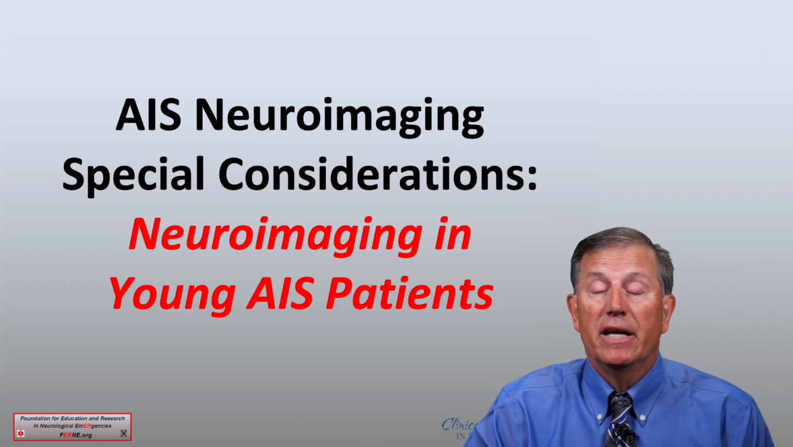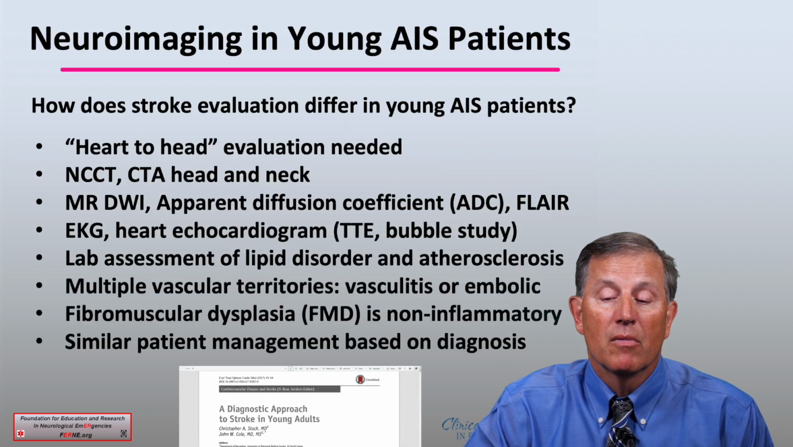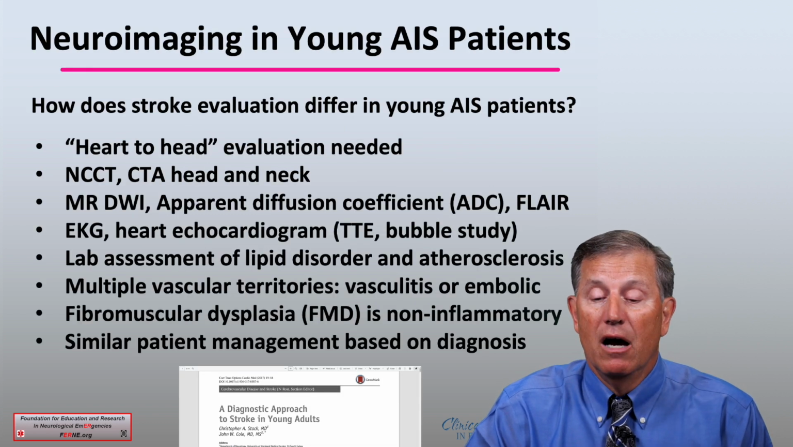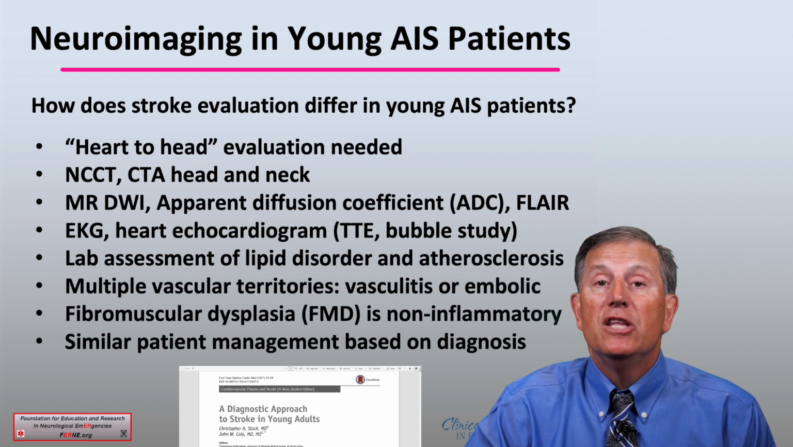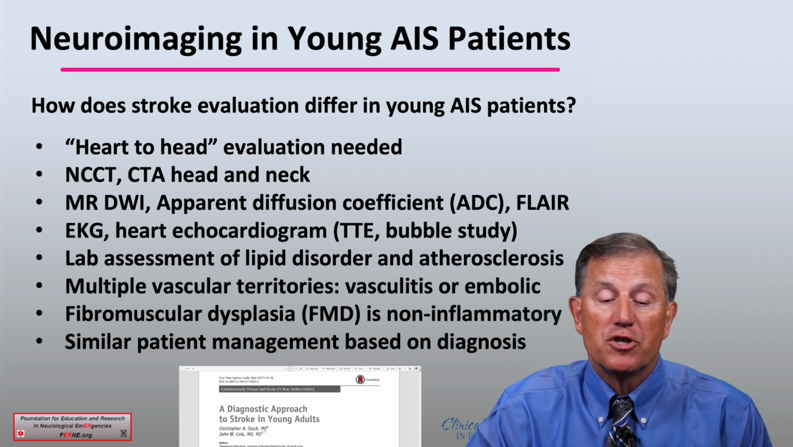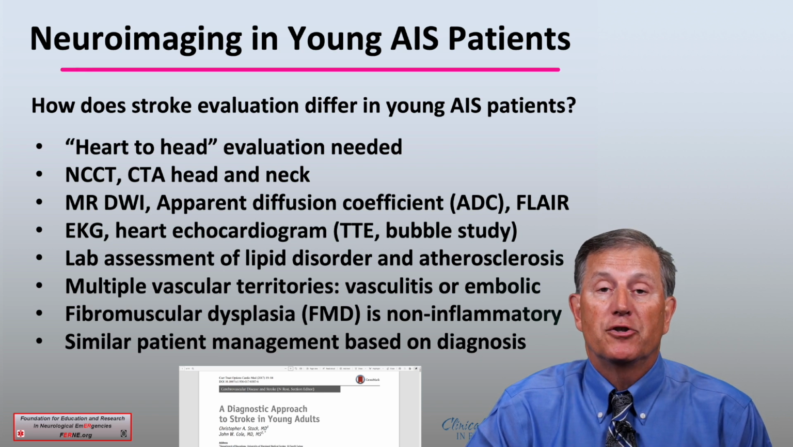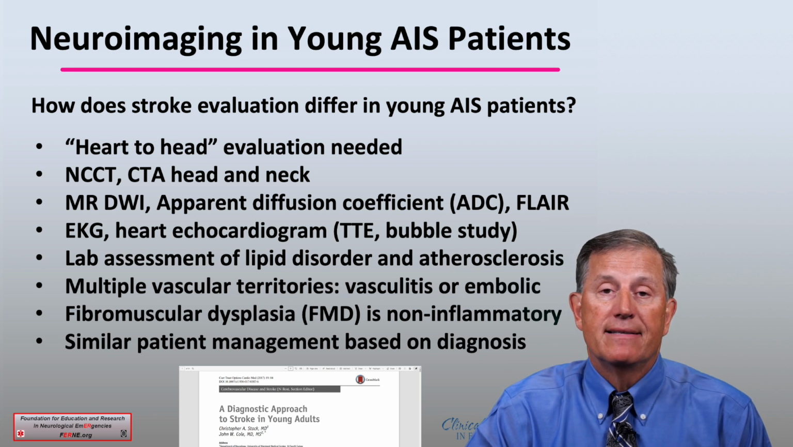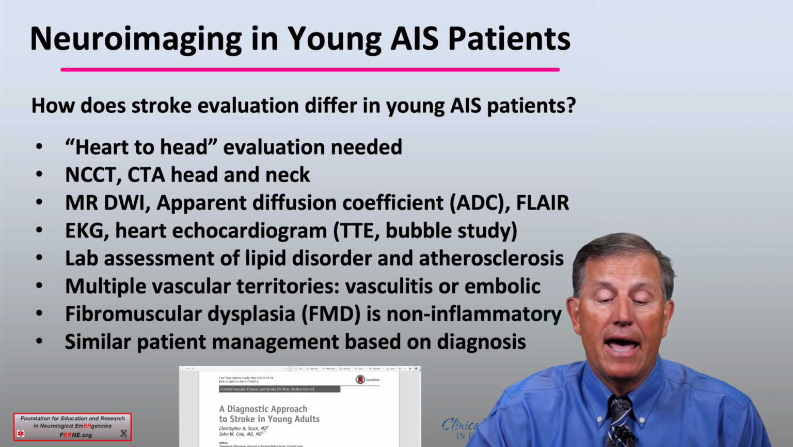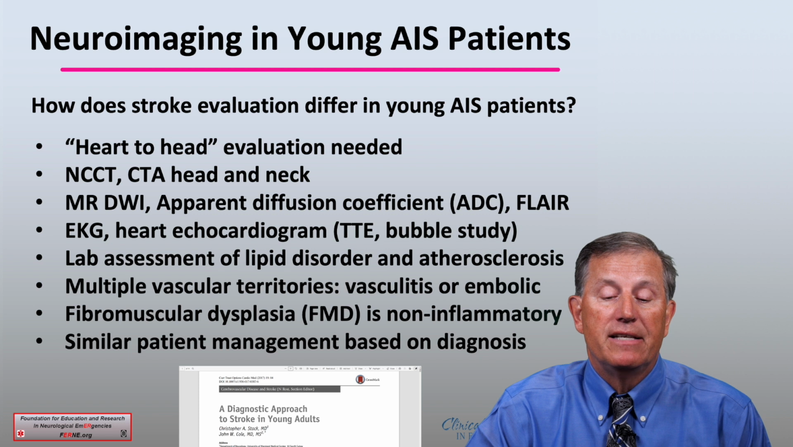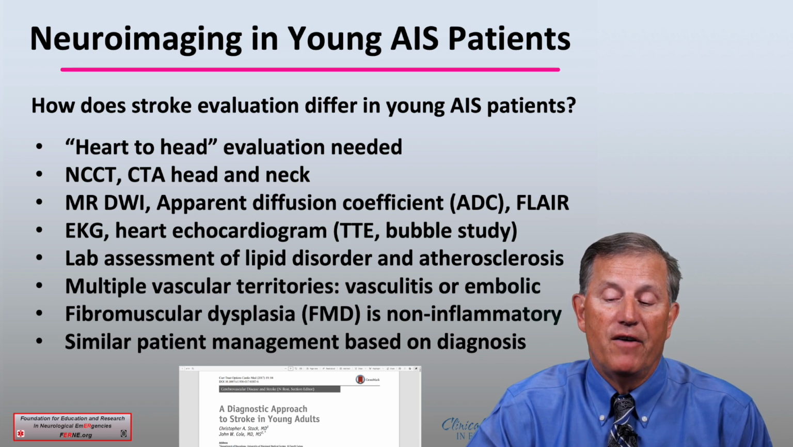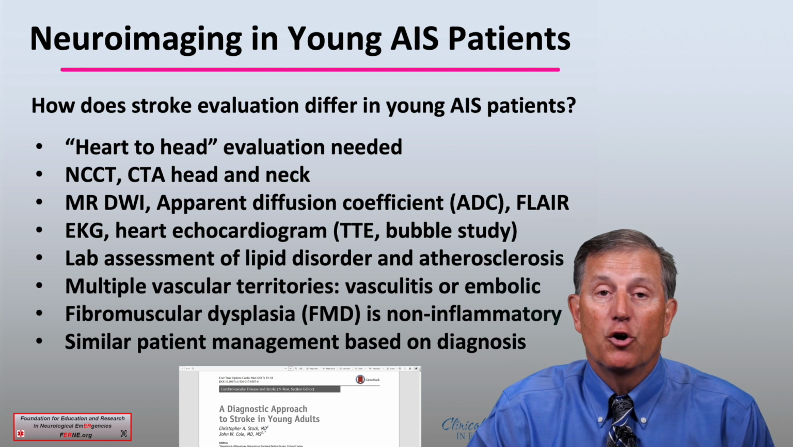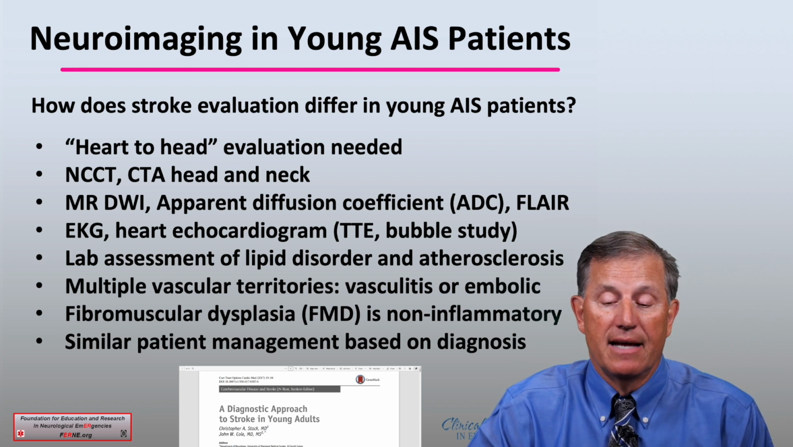So what about neuroimaging in young acute ischemic stroke patients? How does stroke evaluation differ in young AIS patients? Well, in younger patients, you need a heart-to-head evaluation. You need to go all the way from the brain to the neck to the heart to determine a possible etiology for stroke, because stroke is not common and is not often related to an abnormality in the cranial cerebral vascular vessels. So you need a non-contrast CT and a CT of the head and neck. An MR-DWI will show an apparent diffusion coefficient, and the FLAIR study will assist in determining what the likely stroke ictus onset time was.